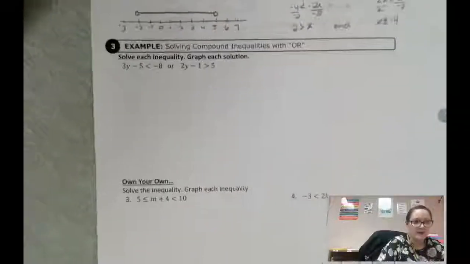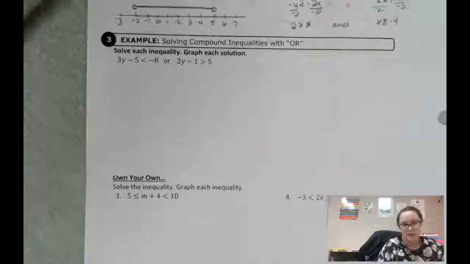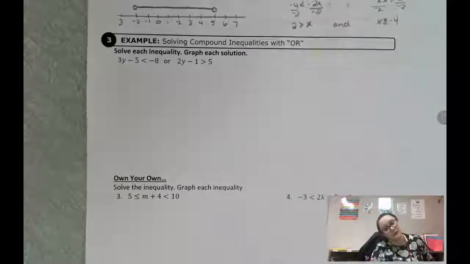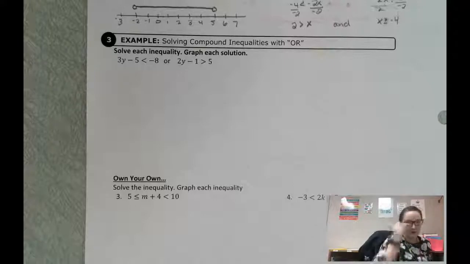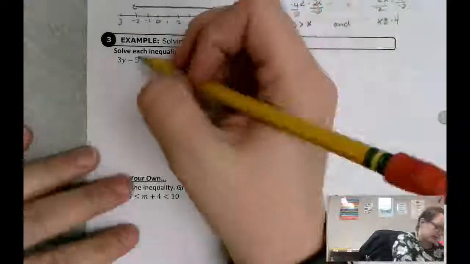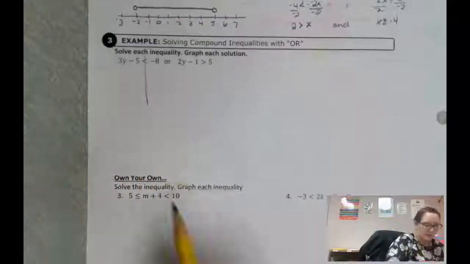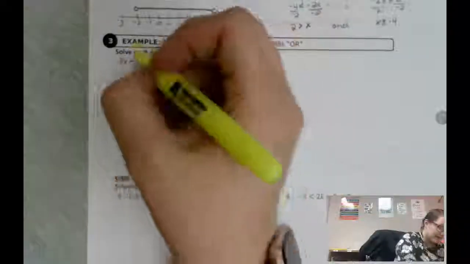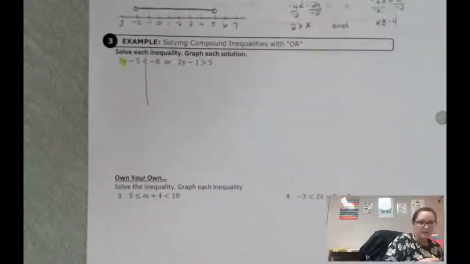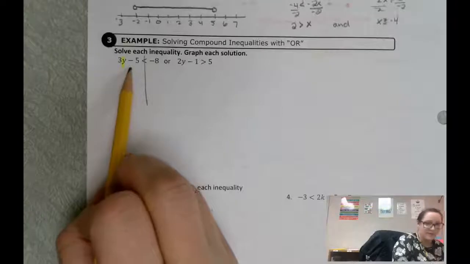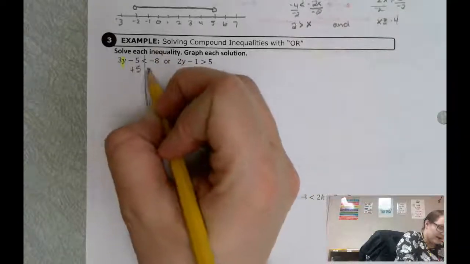Alright? Now, with ORs, it's pretty easy. ORs, we know we can't combine them because, again, you can't fit both. So you literally, for an OR, just have to solve both inequalities. So let's start with the first one. I want to get y by itself in this case. In order to get y by itself, I first have to get rid of this subtract 5. So I'm going to add 5, add 5.